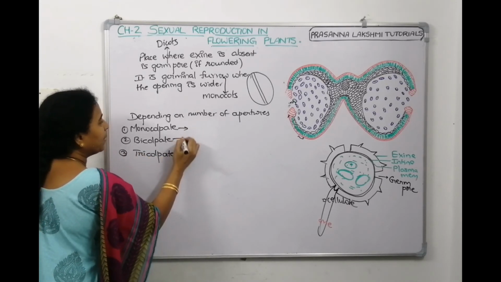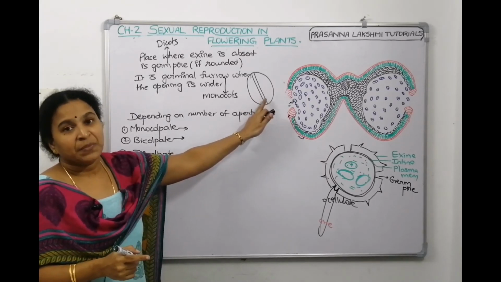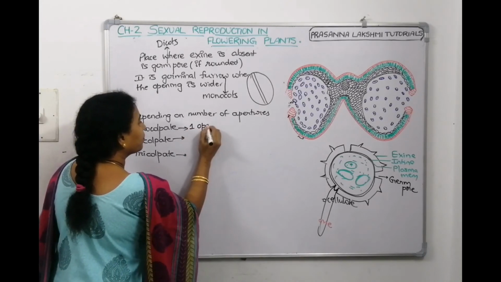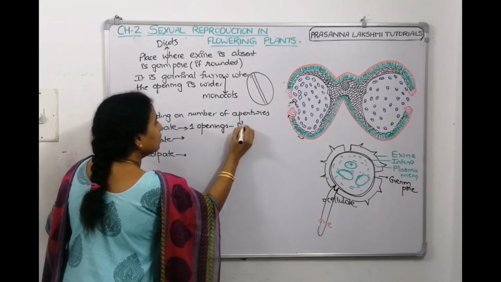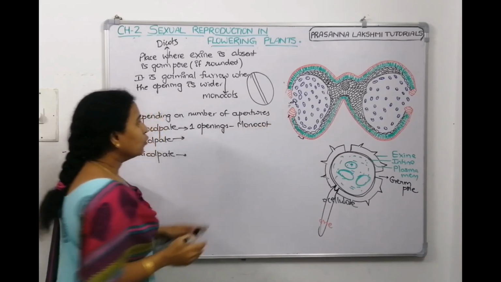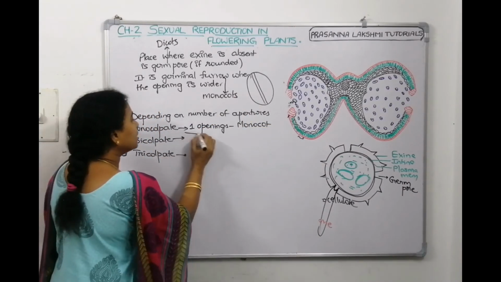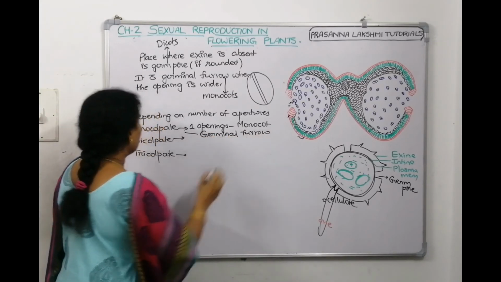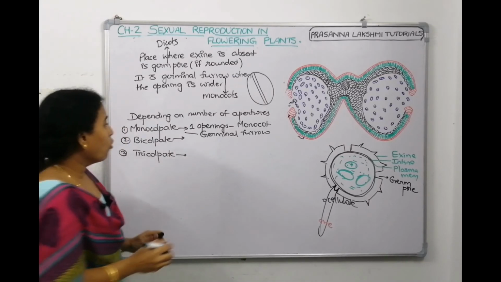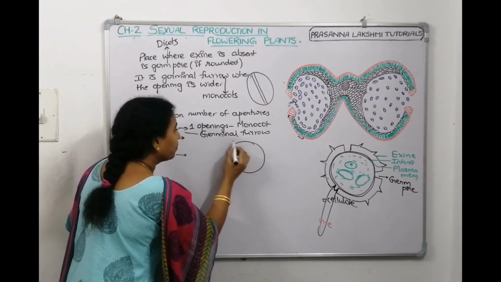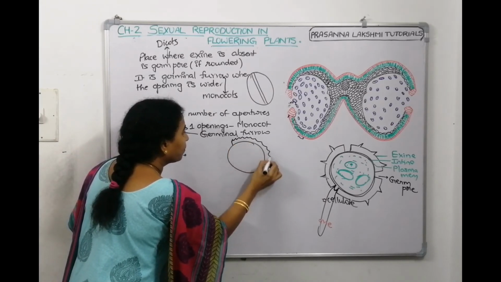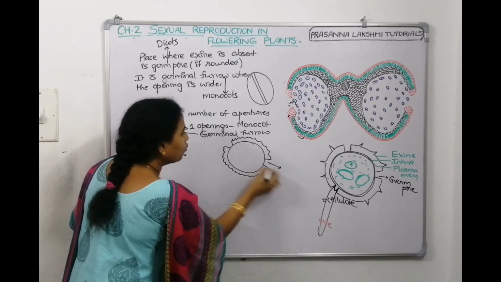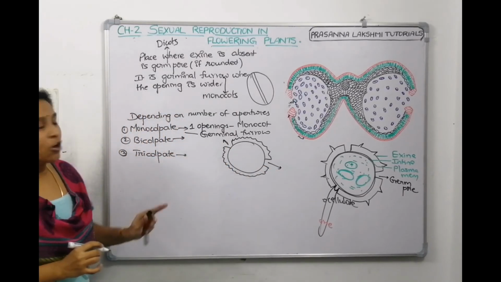In monocolpate, only one opening will be there. So it is common for monocots. Monocolpate means only one opening, and usually it will be a furrow, a germinal furrow. Now, bicolpate condition means two openings. If you draw it, this is one opening, this is the other opening. This is called bicolpate condition.